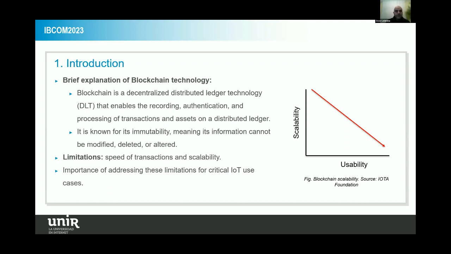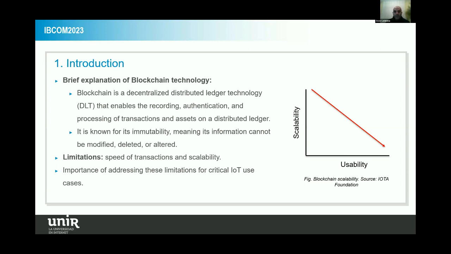Regarding the introduction, as you probably know, blockchain is a decentralized distributed ledger technology that enables the recording, authentication, and processing of transactions and assets on a distributed ledger. It's known, of course, for its immutability, meaning that the information is stored and cannot be modified, deleted, or altered. Also, the blockchain offers a secure and trusted environment through cryptographic encryption, making it suitable for various applications, including financial transactions, supply chain management, and more.